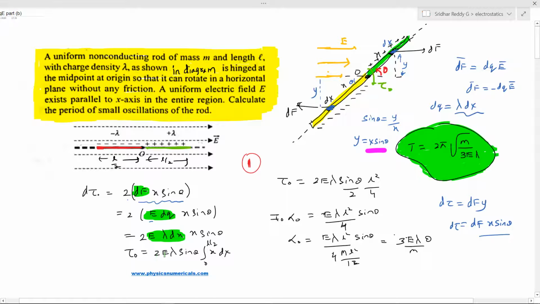Then 2e lambda. Why this sine theta? I think sine theta has come from here because of this one. So 2e lambda dx x sine theta, or 2e lambda sine theta x dx will come. So what is the length of the rod? What should the limit be? x should be from 0 to L by 2. And here x equals 0 to L by 2. So this end of the rod is L by 2. Sorry, this is x equal to 0, no?